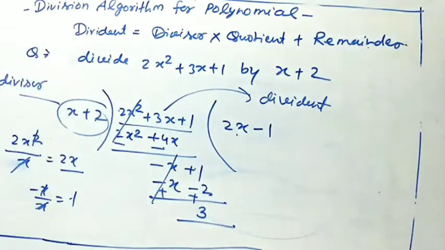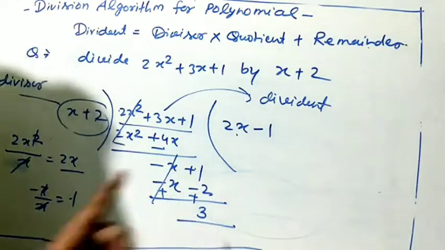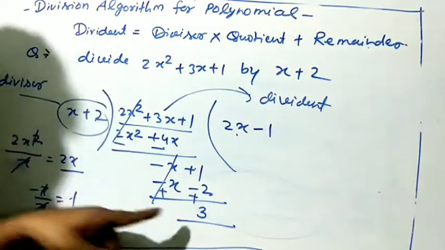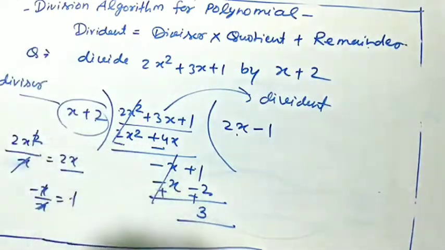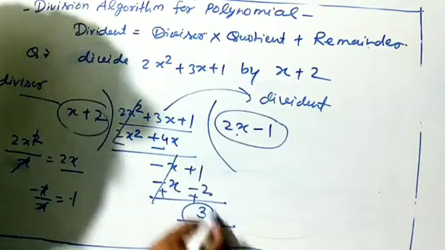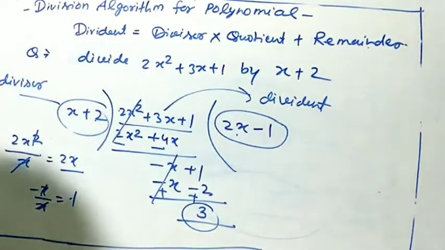Now this is the constant term, and the degree of the remainder is less than the divisor. Okay, the degree of remainder is less than the divisor. So now the division is not possible. So this is the final division, and the quotient is 2x plus 1 and the remainder is 3. Okay, come to the next.